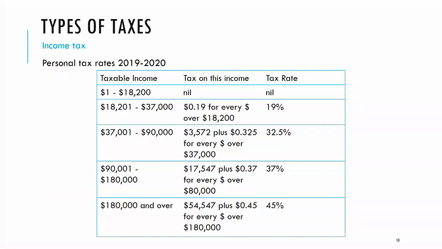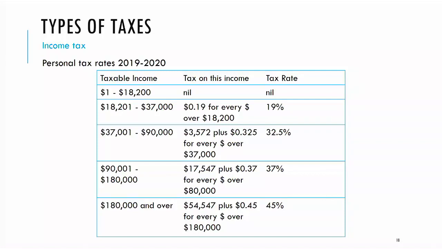Income tax, personal tax rate. Company tax is 30% flat, you don't have to worry. But personal tax rate: if you are a person in 2022, these are the rates. If your income is below 18,200, you pay no tax. But make sure you do your tax return.